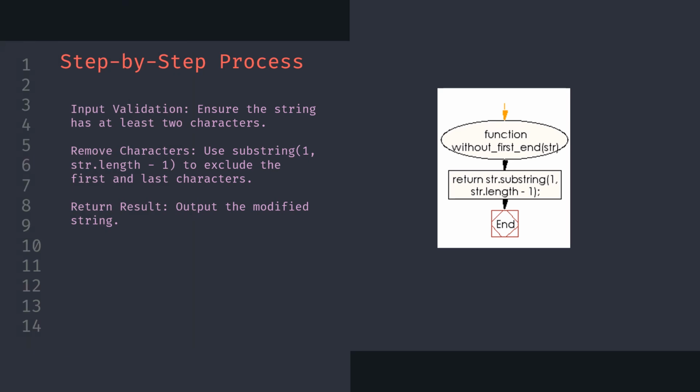Here's the process. First, we check that the string is long enough to perform the operation. Then, we use the substring method starting from index 1 to exclude the first character and ending at the second to last index to remove the last character. The result is a new string with the first and last characters removed.